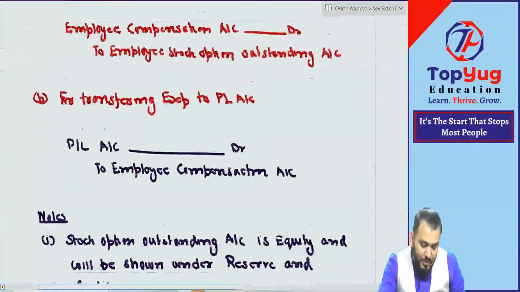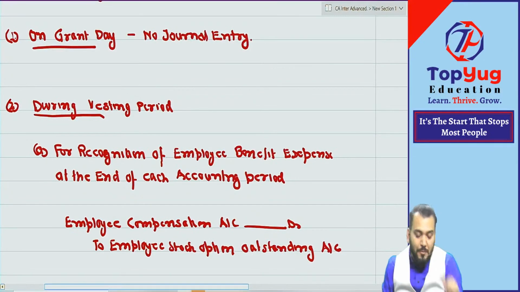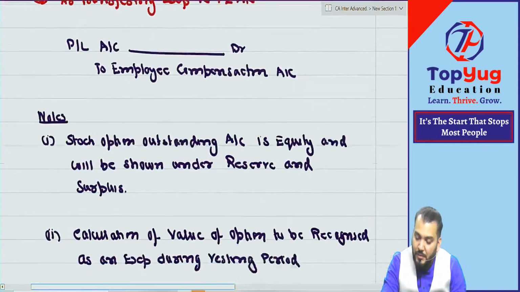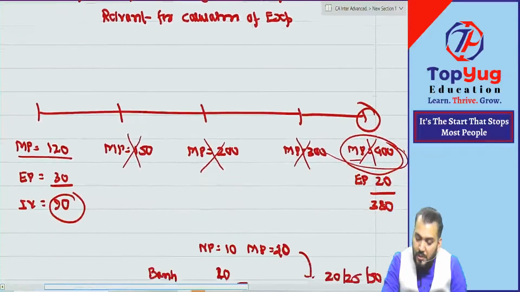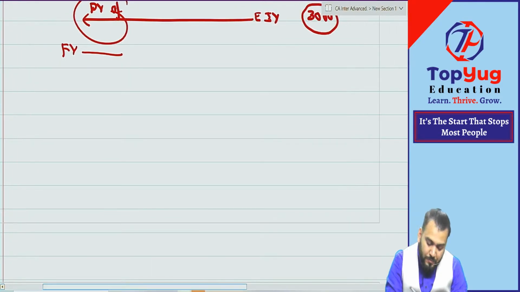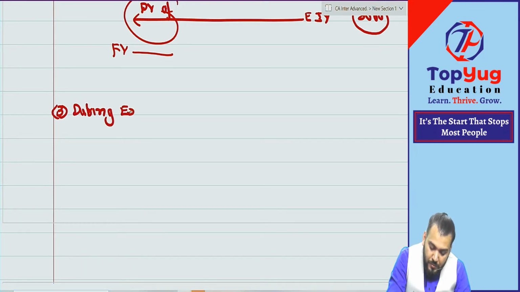So we have done point number 1. What was point number 1? On grant day. Then we have done point number 2, during vesting period. Now come to point number 3. During which period? Exercise period. So point number 3, write down: during exercise period.